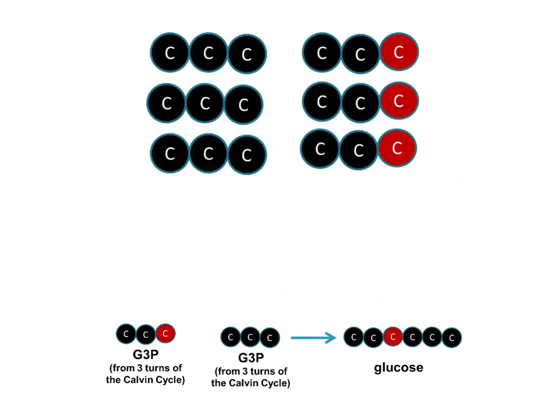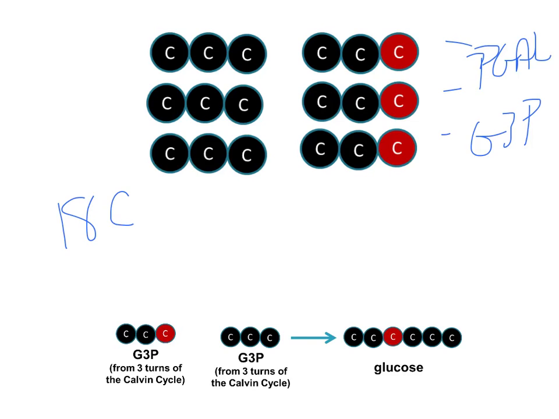So let's look at what I have now. I've gone through fixation and I've gone through reduction. So remember these molecules over here, these are my pGal or my G3P. Remember, they're the same thing. I've got 6 of those molecules. So let's talk about the amount of carbons we had. Now I've got 18 carbons. And remember, when I started this whole Calvin cycle, I only had 15 carbons.